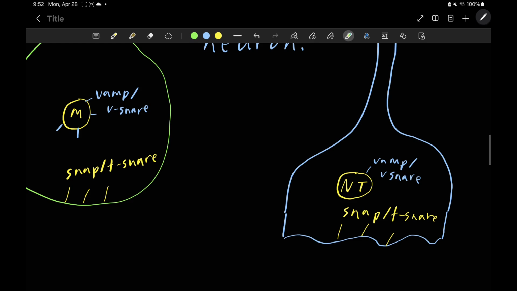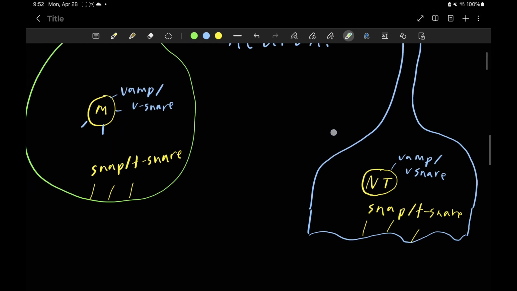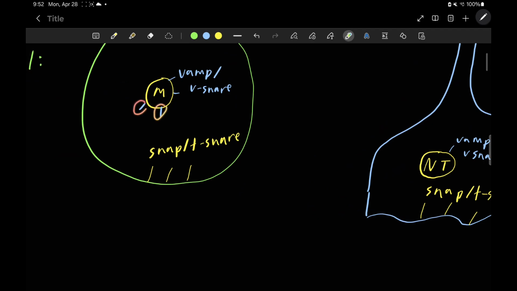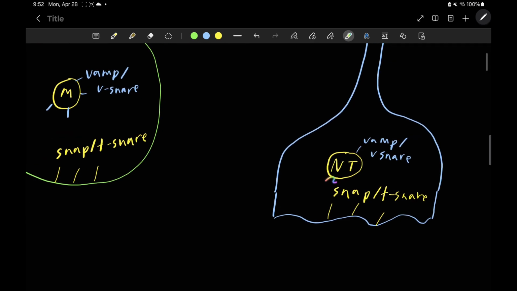So these proteins basically interact with each other. Your vamp proteins interact with your snap proteins in order to release your messenger molecule from its granule or release your neurotransmitter from its vesicle. So let's take a look at how they interact to allow for this release process.